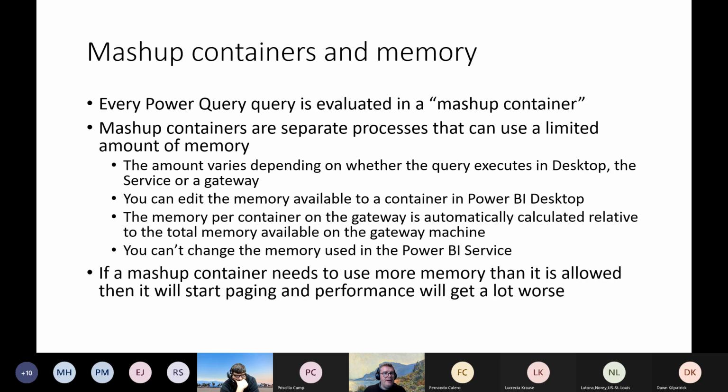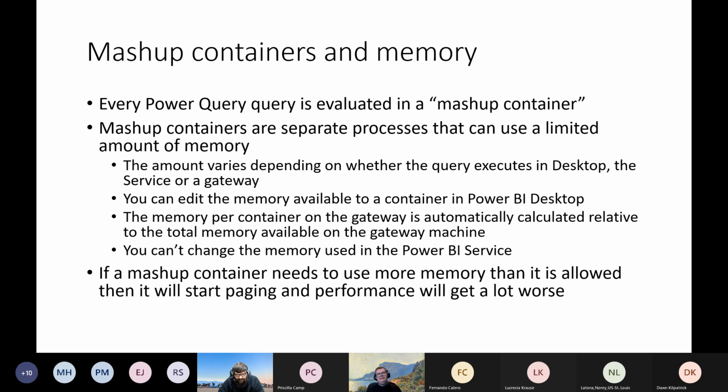If your Power Query query running inside a mashup container tries to use more memory than is available, it'll still work. It's just that paging will happen. There's a finite amount of physical memory that a mashup container is allowed to use, but of course it can start to use lots of virtual memory. But we know that paging is a bad thing for performance. So it is really important when you're executing a Power Query query that it does not use more memory than is available for the mashup container.